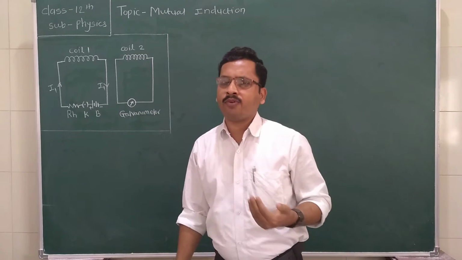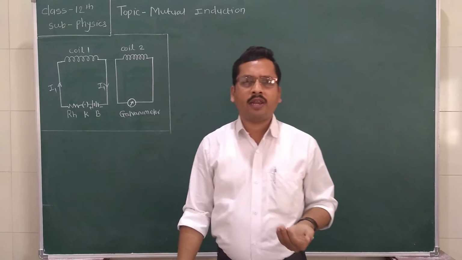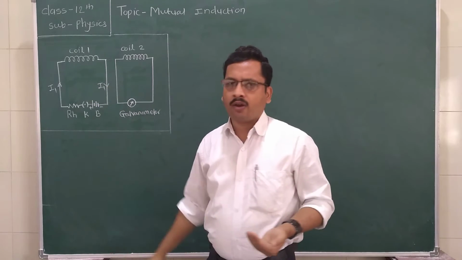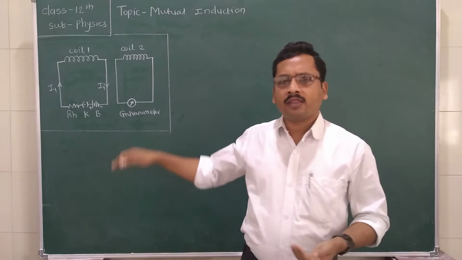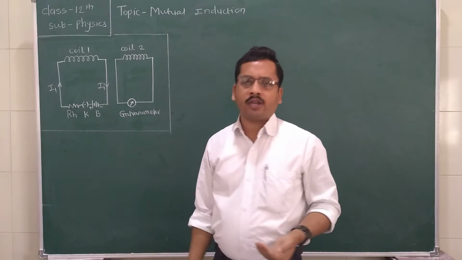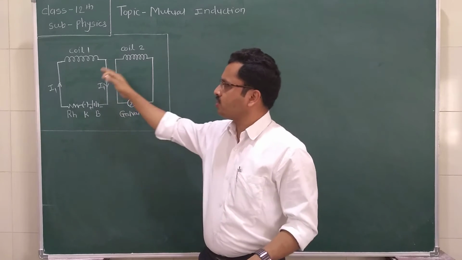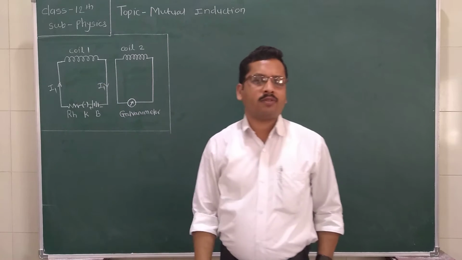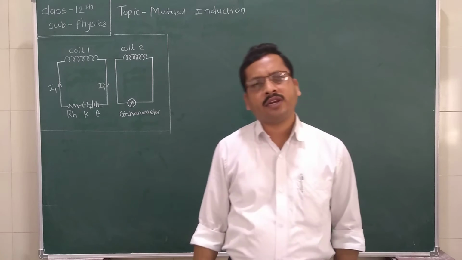But in the case of mutual induction, whenever there is a current passing through a coil, the effect will be obtained in the neighboring coil. Whenever there is a change in the current in coil 1, an EMF is induced in coil 2. So we can say that the EMF induced in coil 2 totally depends upon the current passing through the first coil. Okay, so how can we define this mutual induction?